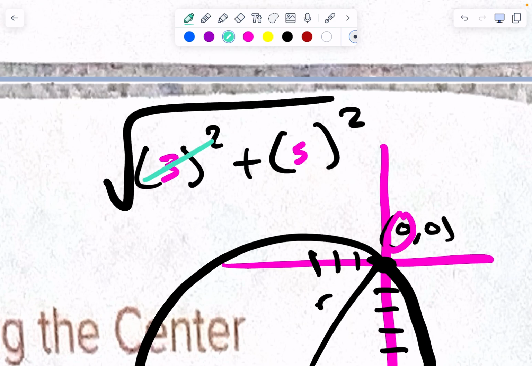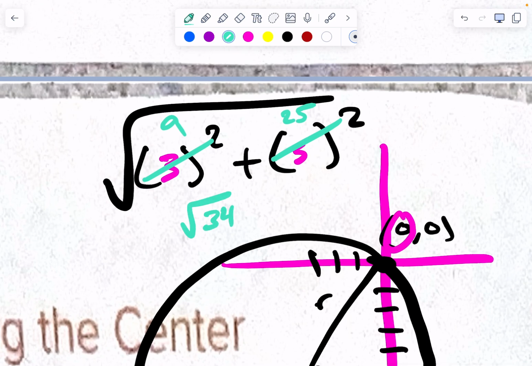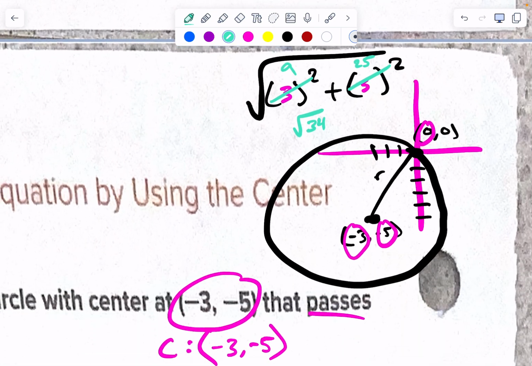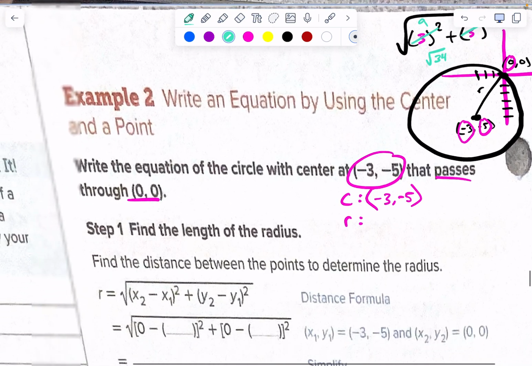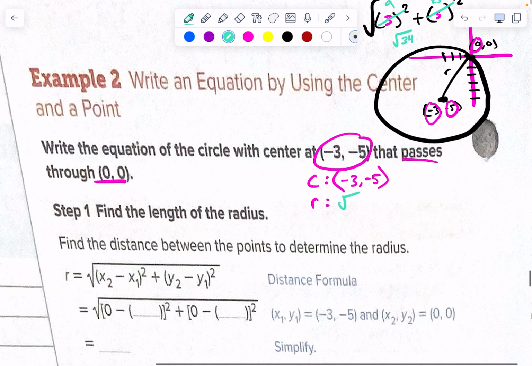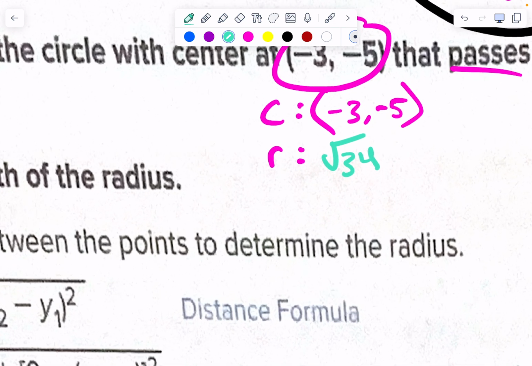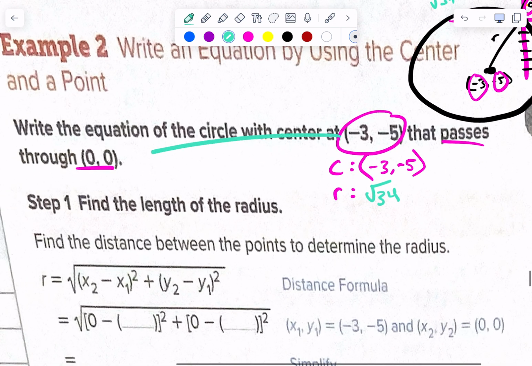Yeah. 3 squared is 9. 5 squared is 25. 25 and 9 is 34. And the square root of 34. Now, when you say the radius is the square root of 34, don't make it a decimal. I'm going to show you why here in just a second. Don't find that as a decimal. So now we know that the center is at (-3, -5), and we did the distance between these two to find that the radius was the square root of 34.